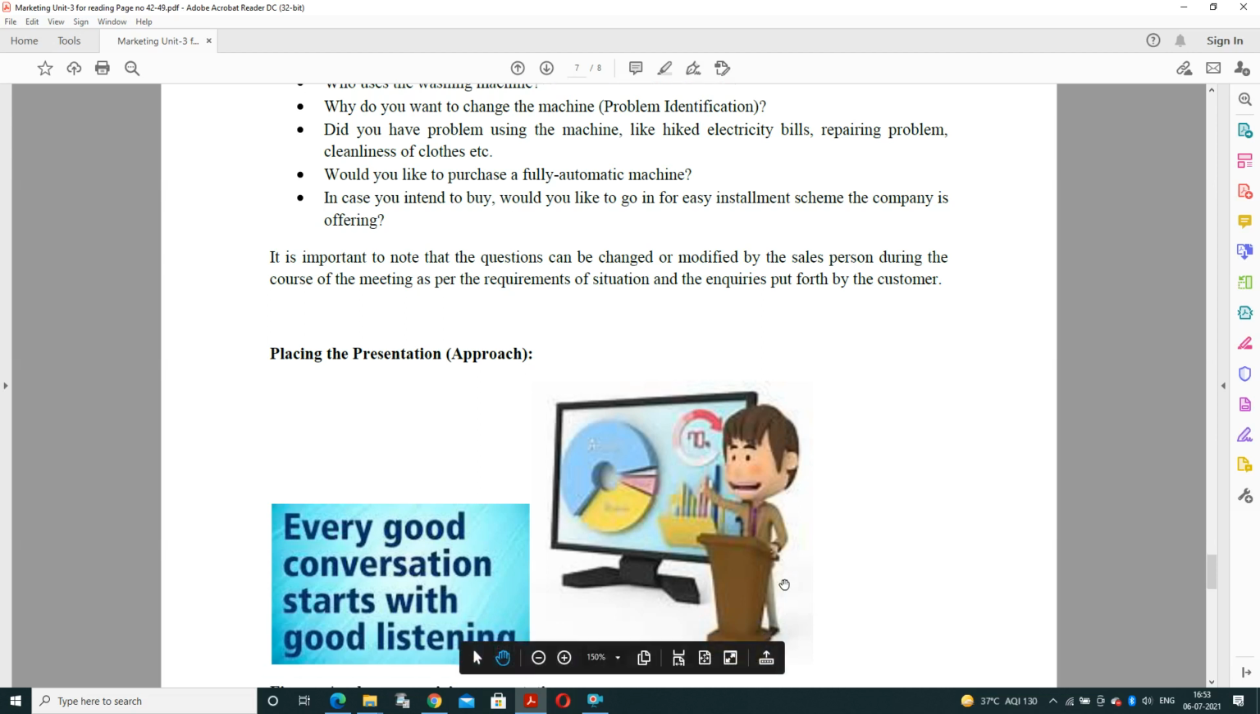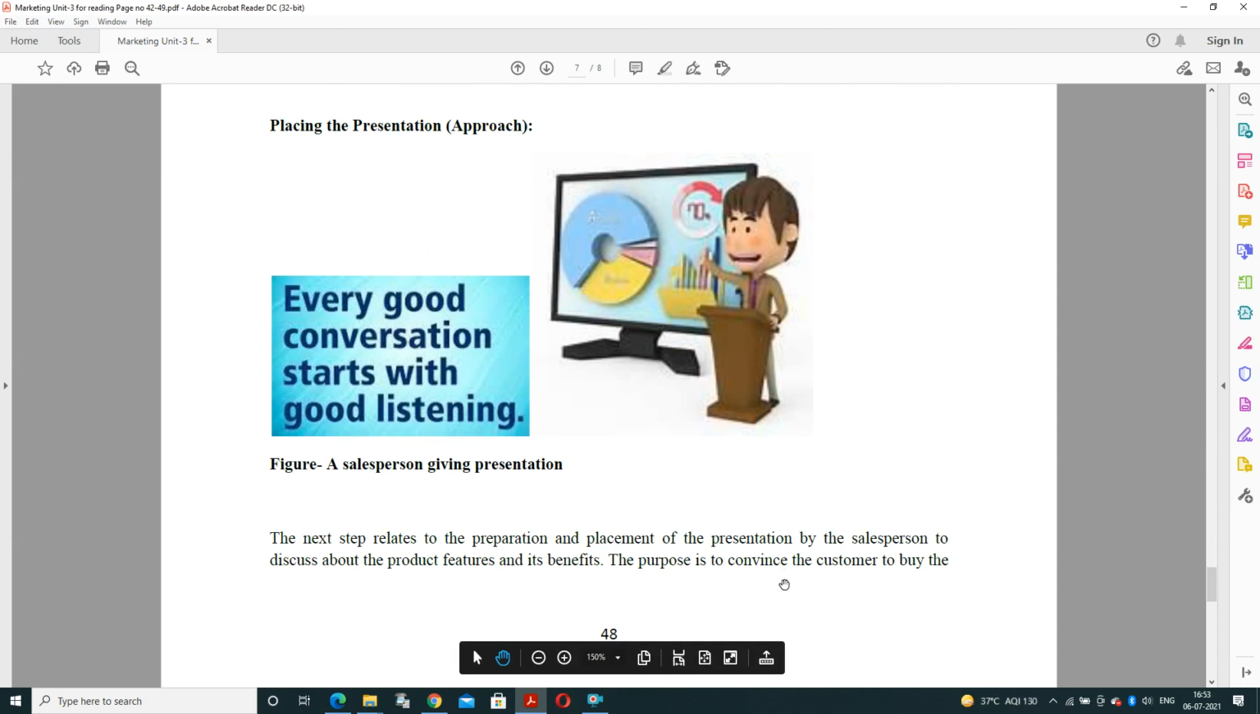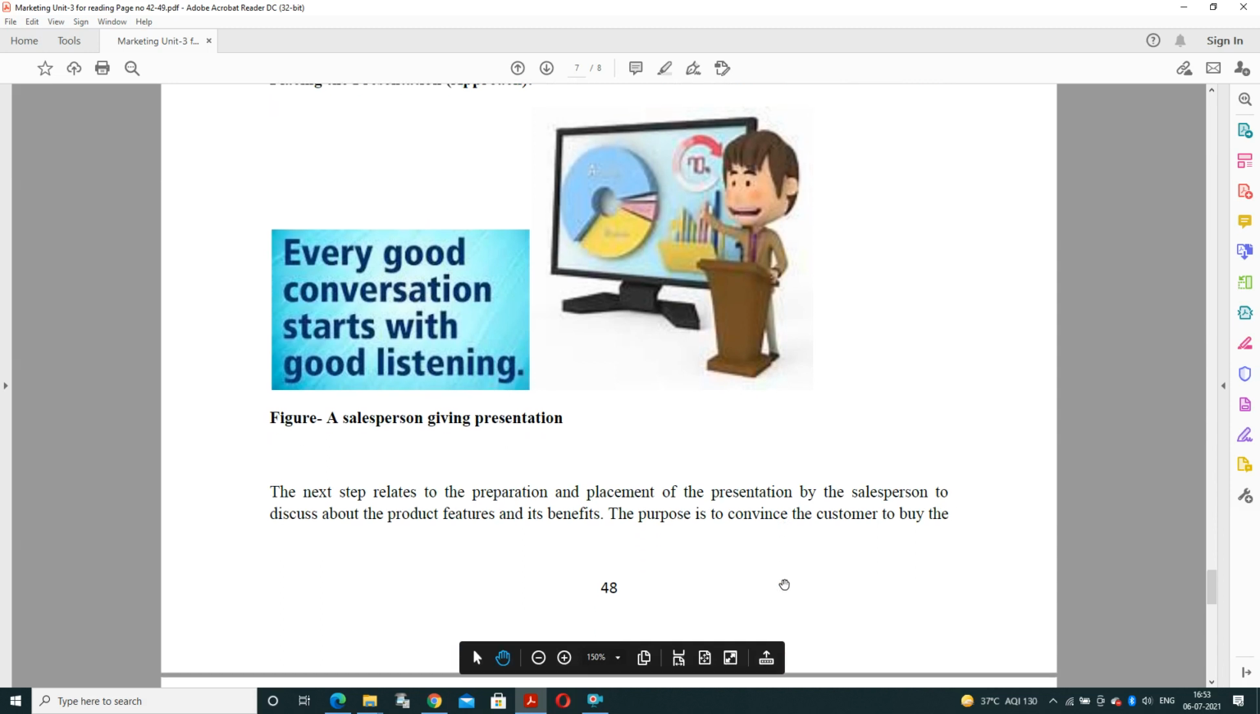Next step is placing the presentation. Before that it was planning. Now placing the presentation, this is known as approach, and planning was known as pre-approach. So what is placing? The next step related to preparation and placement of the presentation by the salesman to discuss the product features and its benefits.